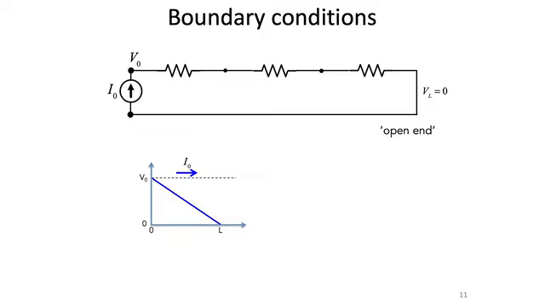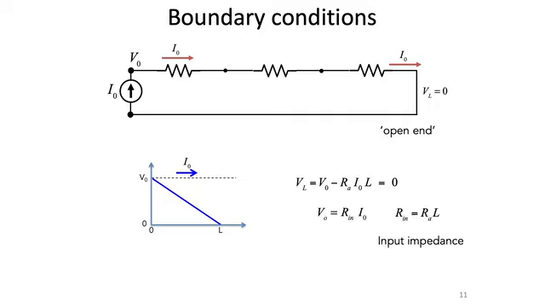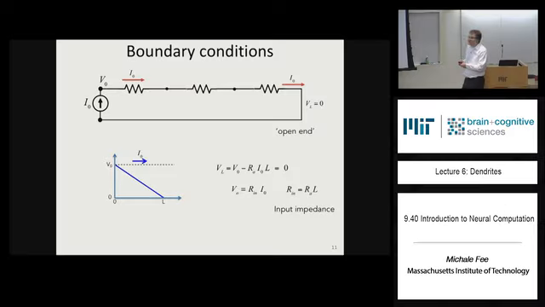Okay. Now we can write down, we know that the initial voltage is V naught, the voltage at position L is 0, and you know that the current here is equal to the current there, and you can write down the equation and solve for V naught. Okay, so V naught is just the total resistance of the dendrite times the injected current. Okay?